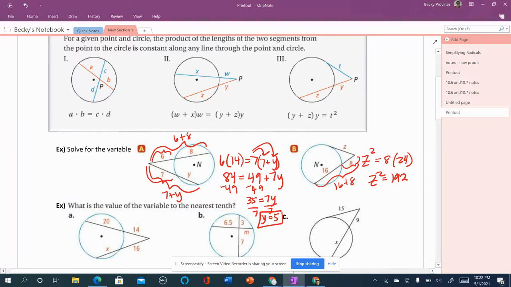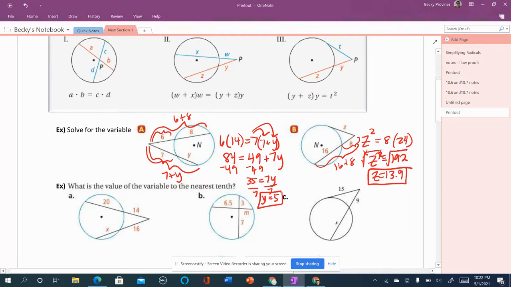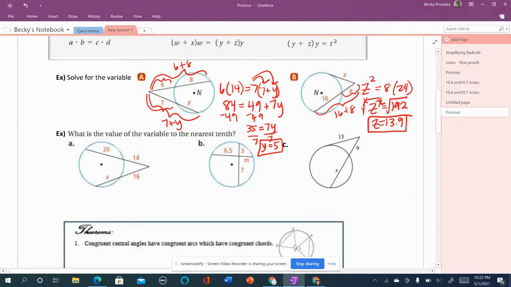And to get z by itself, we're going to have to square root each side because the square root and the square are opposites and they cancel. So the square root of 192, and let's take this to the tenths. I get 13.85, so the 5 rounds it up to 13.9. All right, so let's keep going.